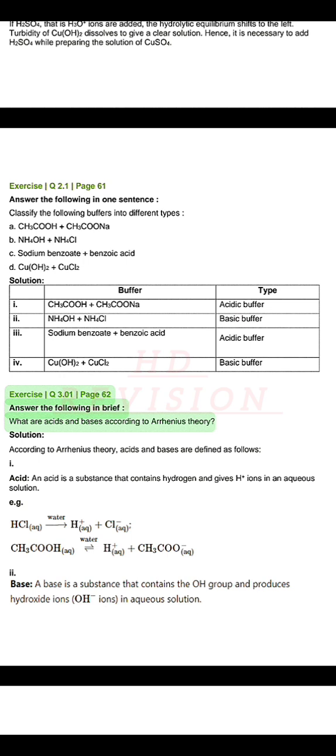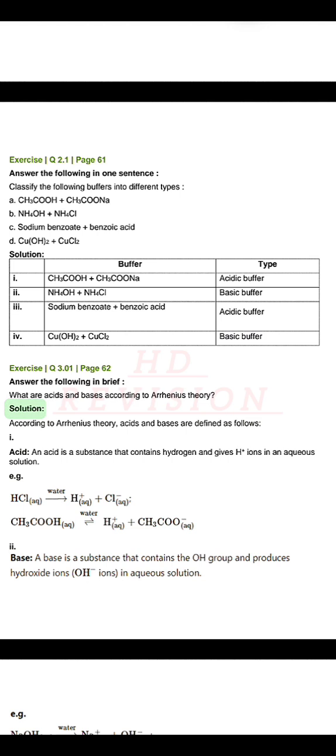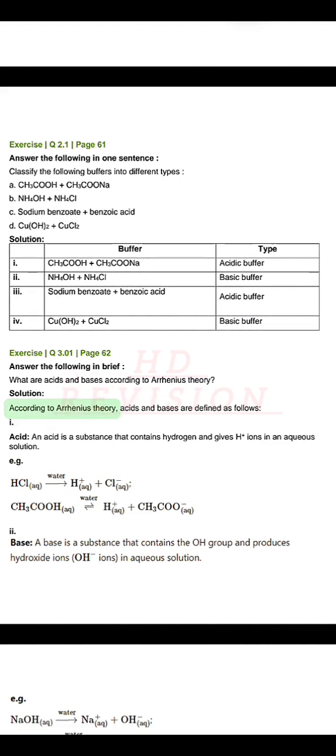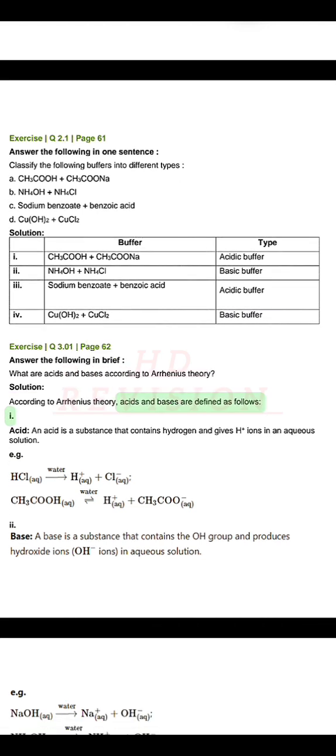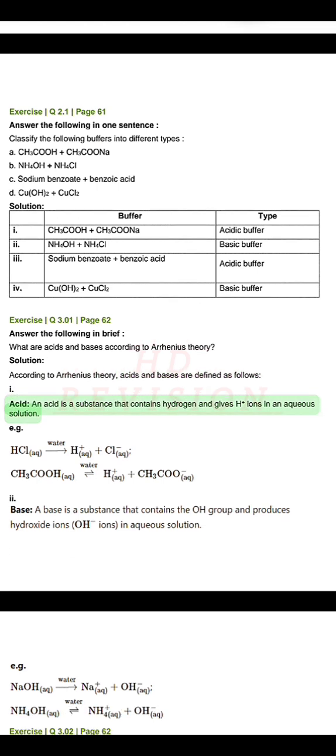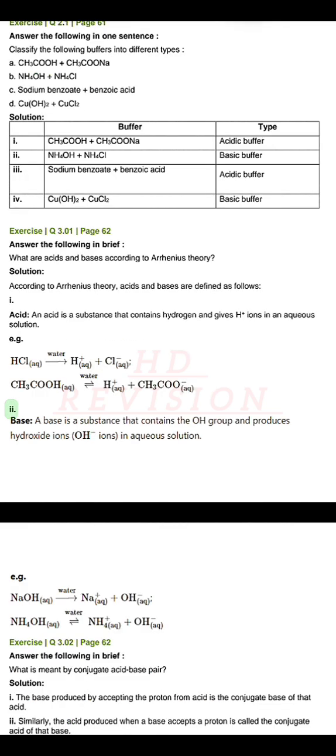Exercise Q3.01, page 62. Answer the following in brief. What are acids and bases according to Arrhenius theory? Solution. According to Arrhenius theory, acids and bases are defined as follows. I. Acid: an acid is a substance that contains hydrogen and gives H3O+ ions in an aqueous solution. E.g.